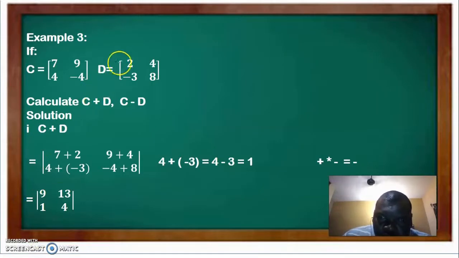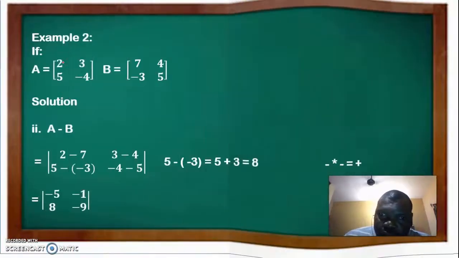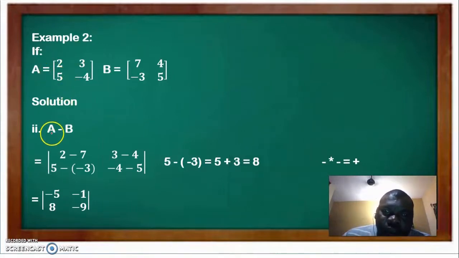So 7 plus 2. Okay, this is example 3. Let's go back to example 2 that we were talking about. A minus B: 2 minus 7, then 3 minus 4, then 5 minus 3, then minus 4 minus 5. So 2 minus 7 is equal to minus 5.